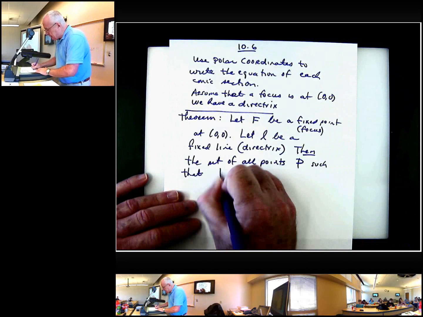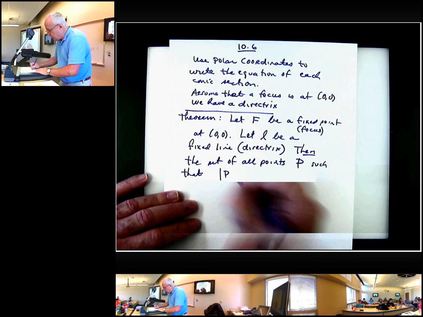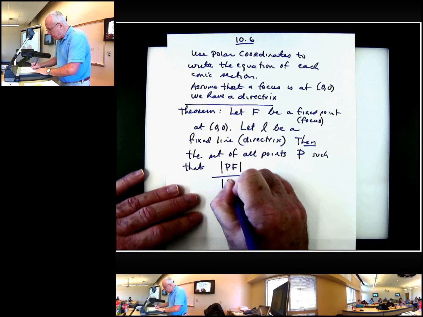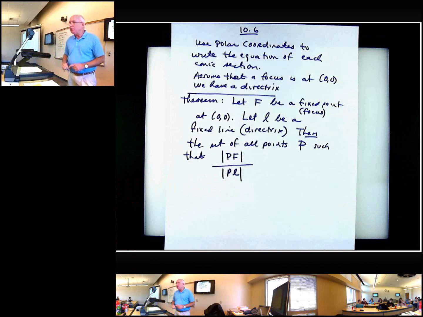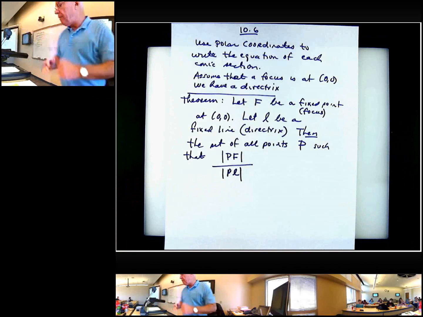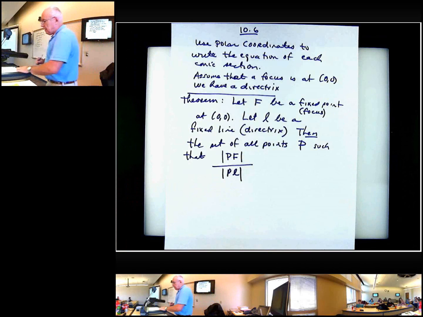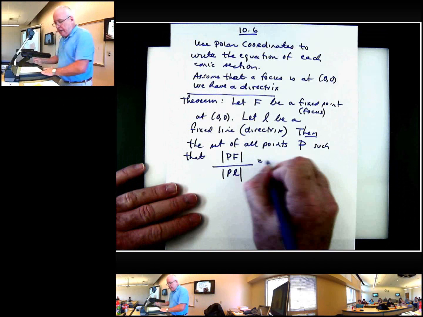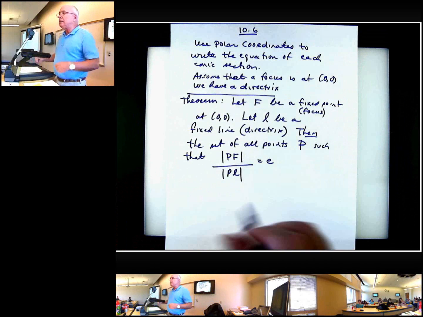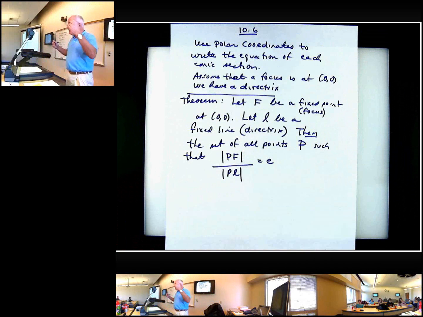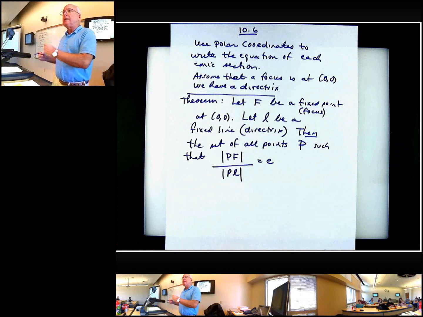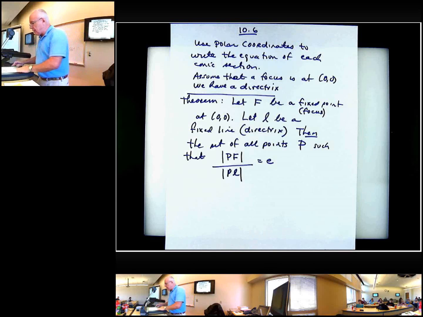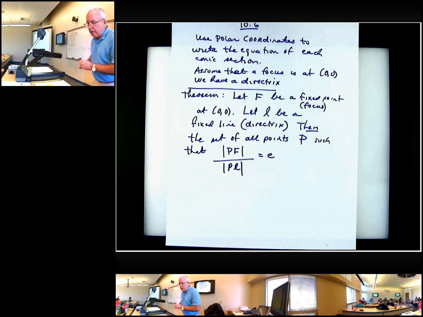the distance from the point to the focus divided by the distance from the point to the straight line, where I'm using absolute values to indicate distance, is equal to e. This is not the e that we have been using, the 2.718, not the natural log e. It's just the lowercase e.